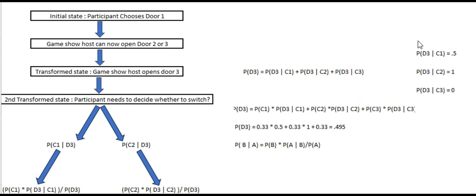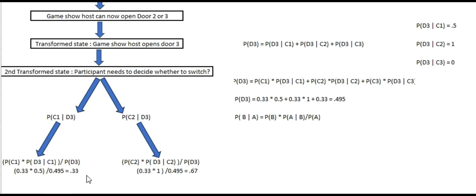When you plug these values from here into this equation, you see that the probability on the left hand side, which is the probability of sticking with the original option in case the participant decides to do that, is actually 0.33, and on the right hand side the probability of switching is actually 0.67. So there is definitely a gain in probability if you switch. So as a participant, if you are in this kind of a scenario, you should always switch.